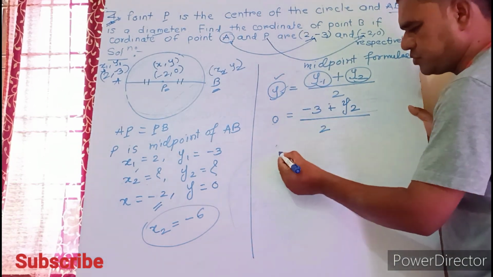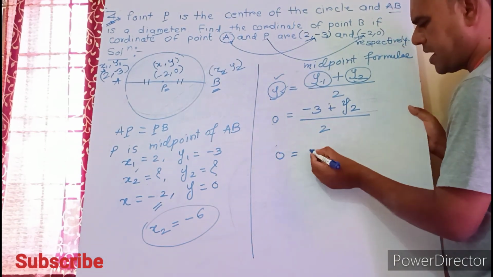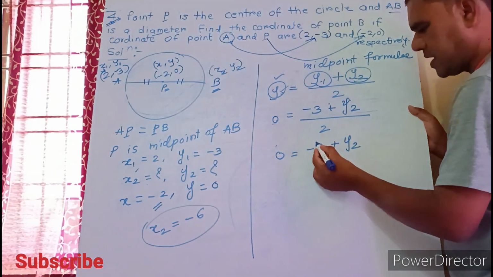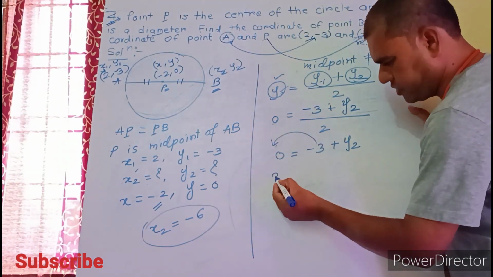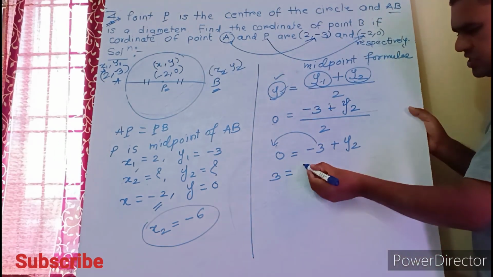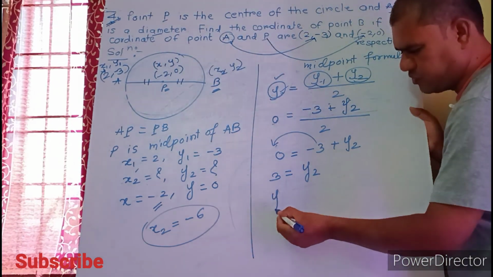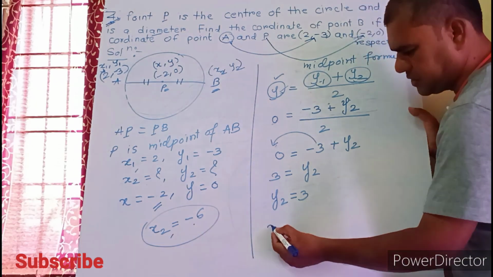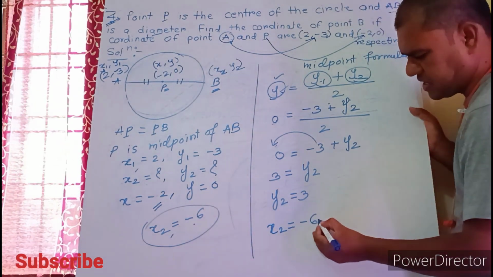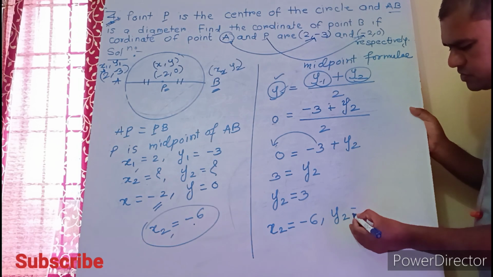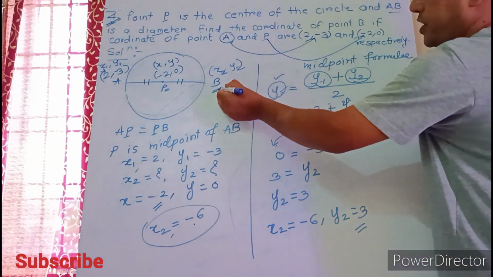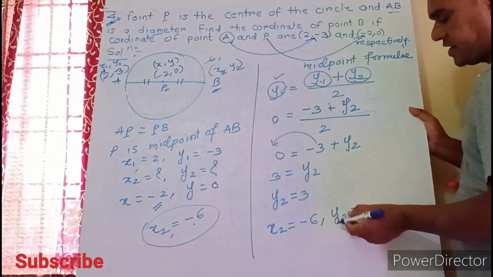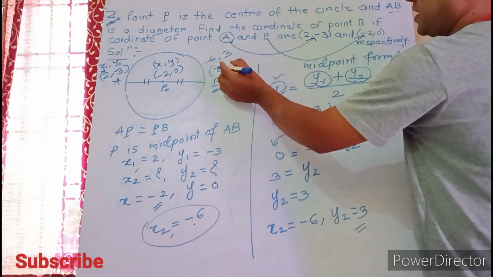Now 0 into 2 is 0. This will be equal to minus 3 as it is plus y2 as it is. Now this minus 3 will be shifted to the left-hand side and will become plus 3. This is the value of y2. By interchanging sides we get y2 equals 3. We got x2 equals minus 6 earlier. Therefore x2 equals minus 6 and y2 equals 3. These are the coordinates of point B.